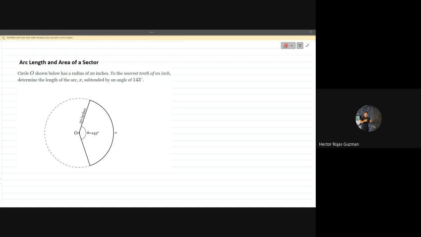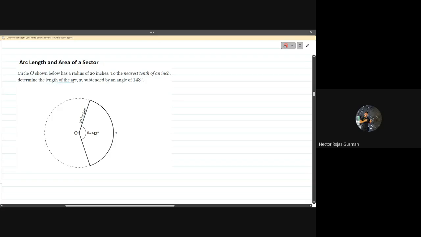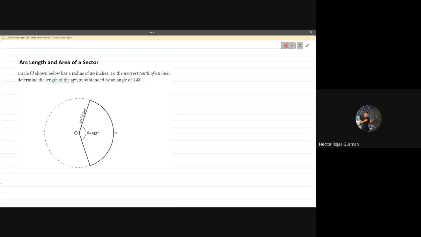So, number one, in the circle shown below, there's a radius of 20 inches. To the nearest tenth of an inch, determine the length of the arc. And then we have an angle of 143 degrees. So that's actually the first thing. Since I'm given an angle in degrees, before I even start trying to solve the question, I need to convert theta. I want it in radians.